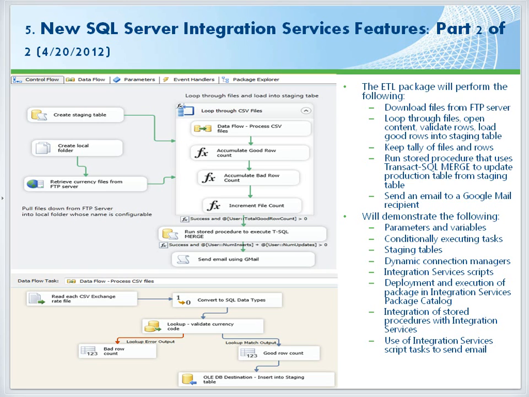We're going to look at dealing with staging tables. Again, it's a pretty common practice to load data not directly into the target table, because we might be doing a million inserts one at a time, but instead we're going to load it into a staging table and run one final merge at the end. We're going to look at Integration Services scripts. Again, we're going to have a script to actually send the email. We're going to look at deployment of this package to the new deployment capabilities in SQL Server Integration Services. We're going to look at integrating stored procedures with a package, and as I said, we're going to look at using scripts to send an email.